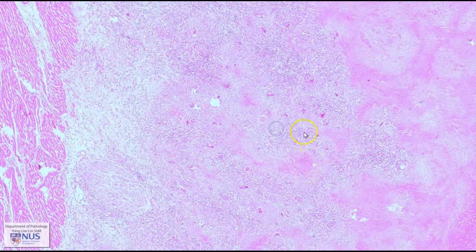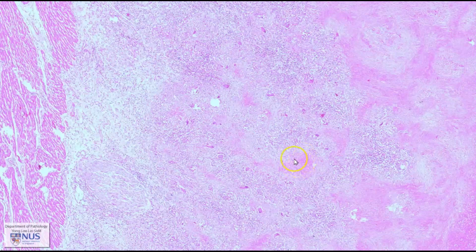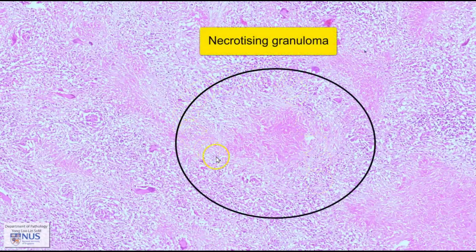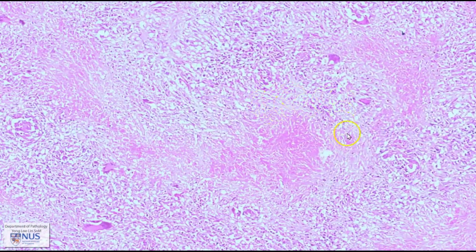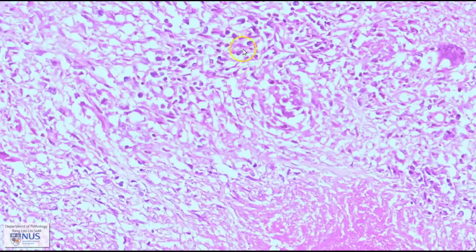Here we move into the area of necrotizing granulomatous inflammation. These pinker areas are foci of necrosis in the center of a granuloma. So this whole area would be the epithelioid granuloma with a central area of caseous necrosis surrounded by a cuff of viable epithelioid histiocytes, multinucleated giant cells, and sometimes also lymphocytes.